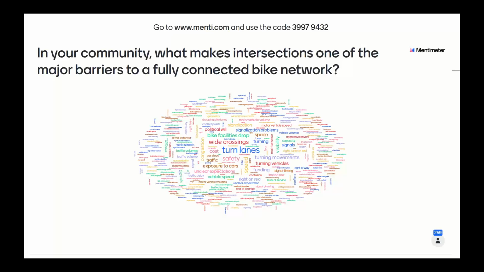A lot of these are around some of, you know, I can see a lot of the analysis that we just talked about really influencing some of the reasons why bikeways might not be moving through intersections along bikeway networks.